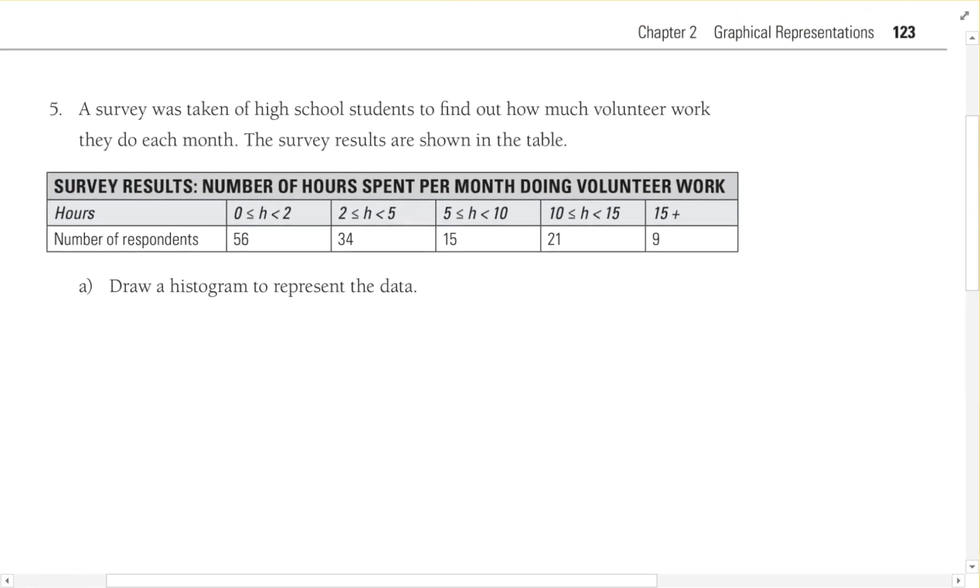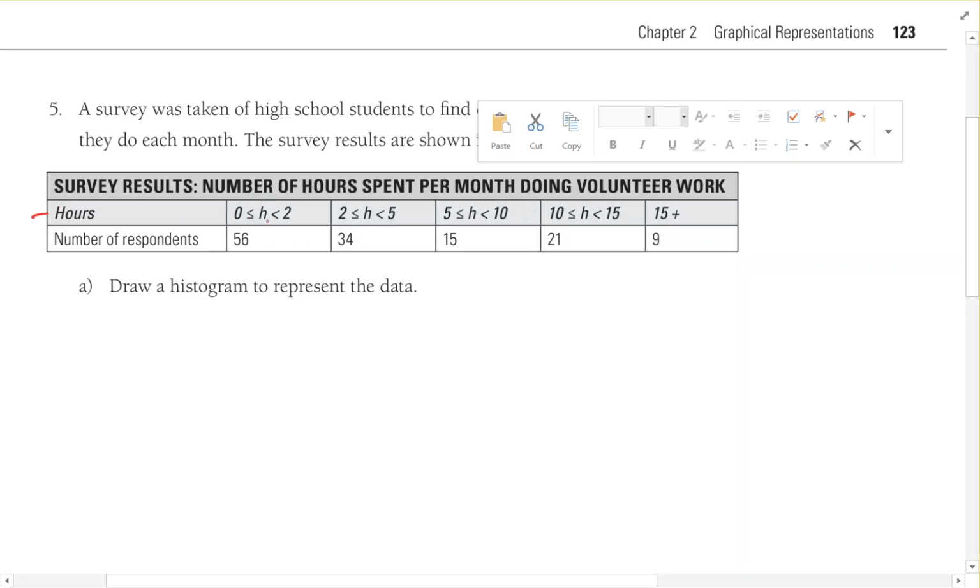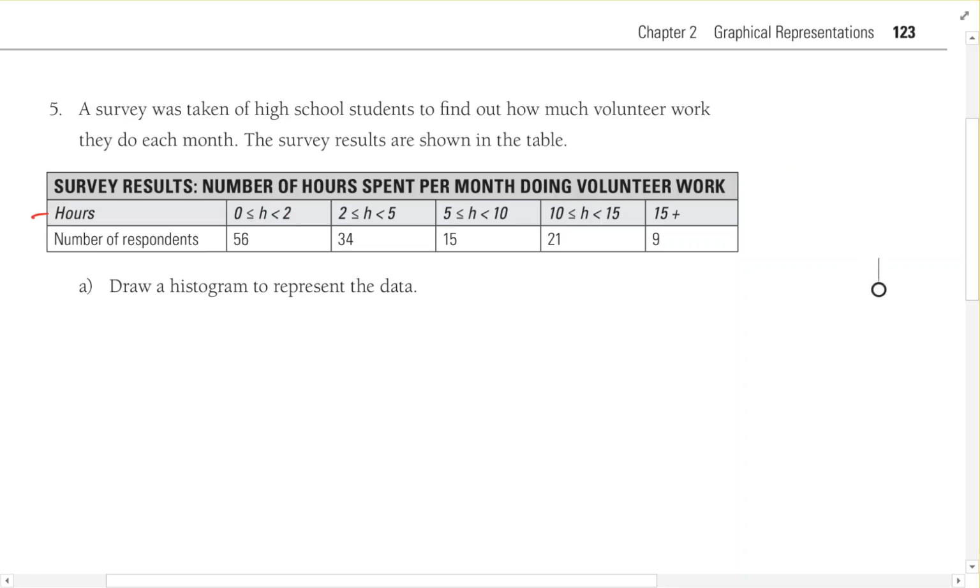All right, last question. A survey was taken of high school students to find out how much volunteer work they do each month. The survey results are shown in the table. All right, so if you kind of forget these symbols here, we've got hours, and then it goes H is from 0 to 2. It says H is greater than 0 and less than 2, right? So those are just our spots on our histogram.